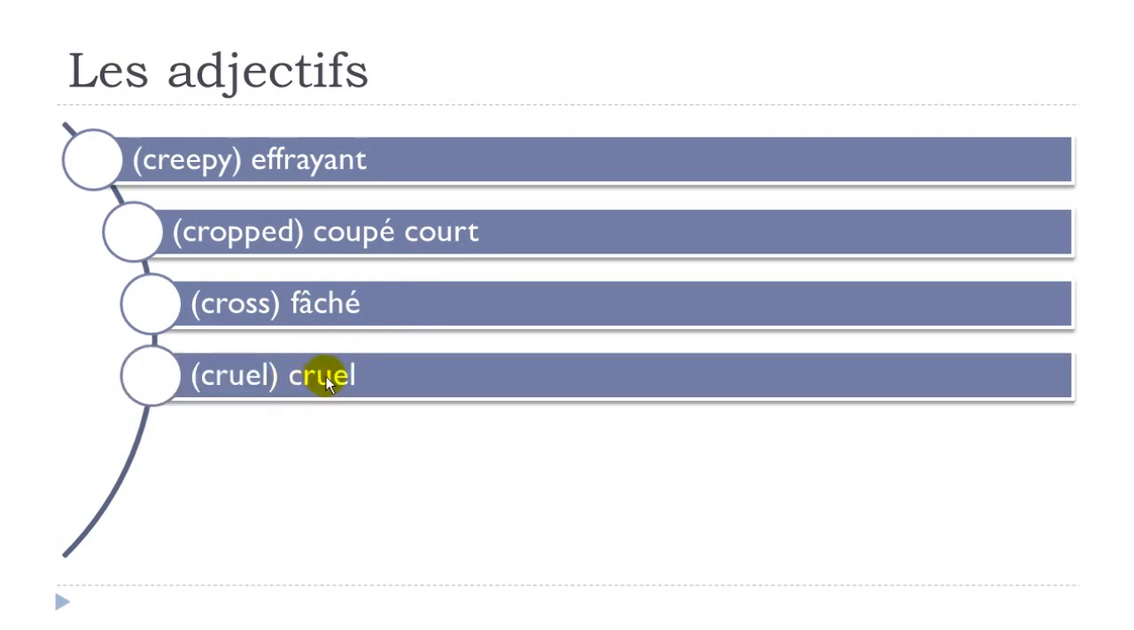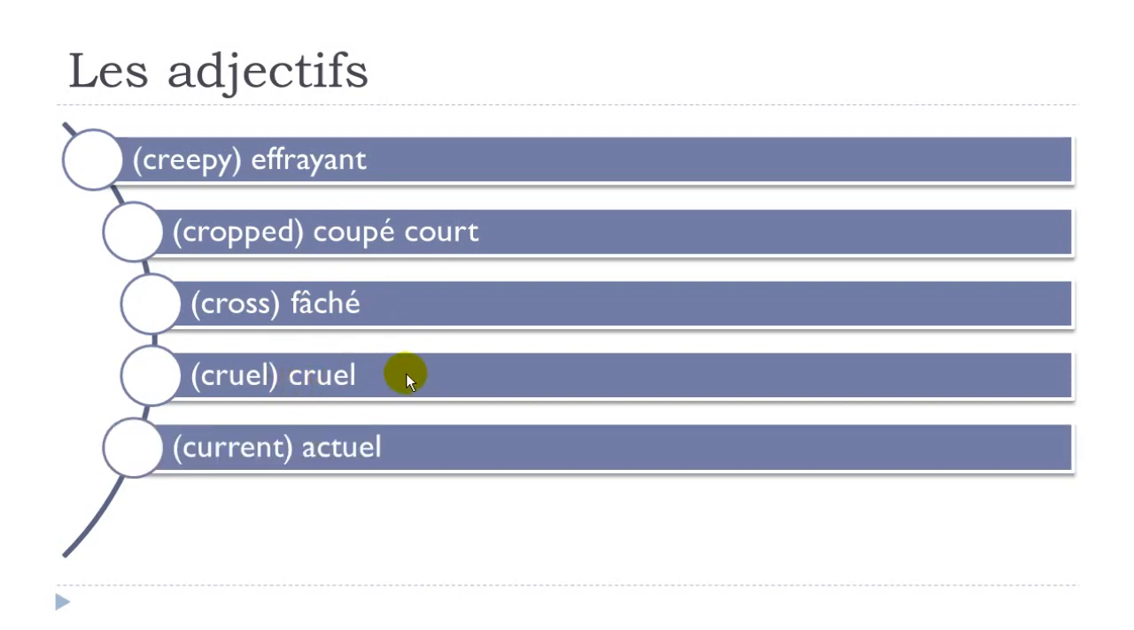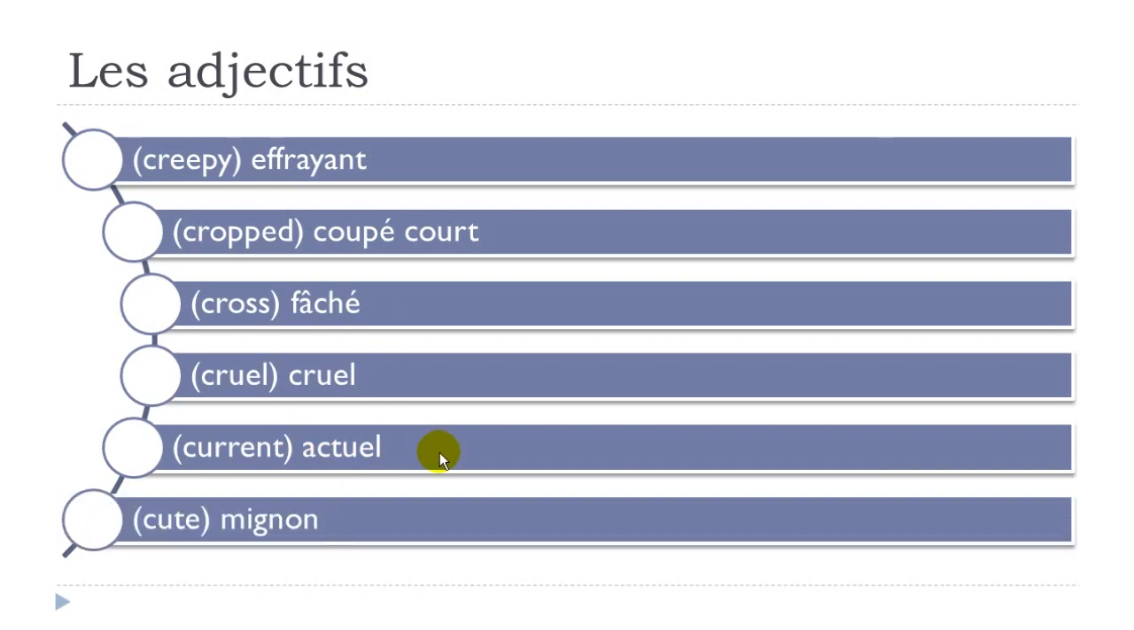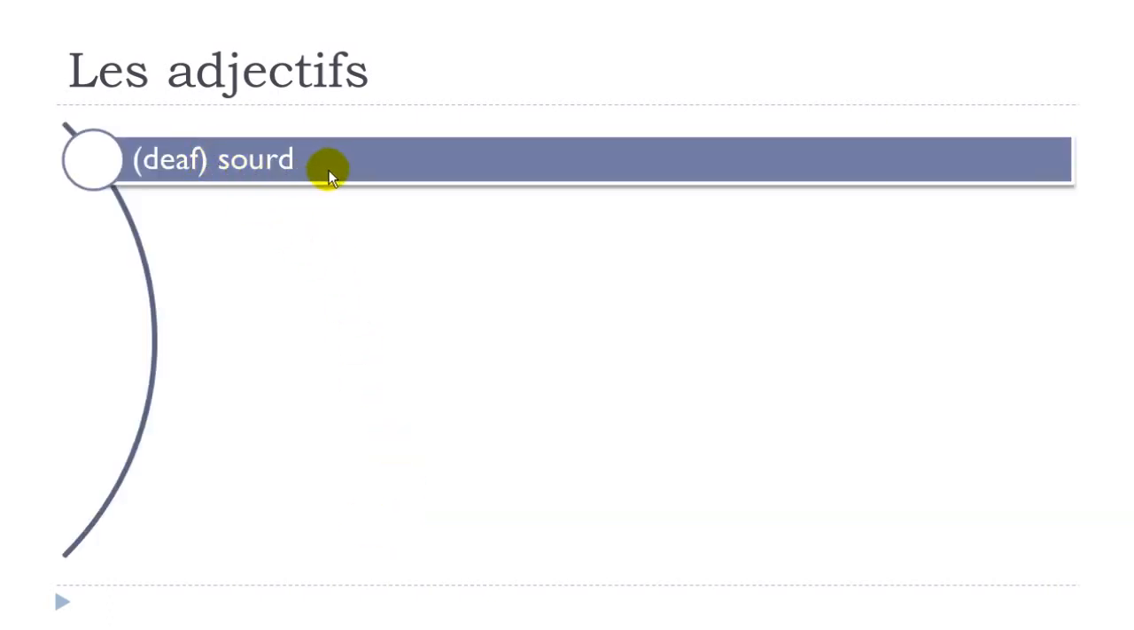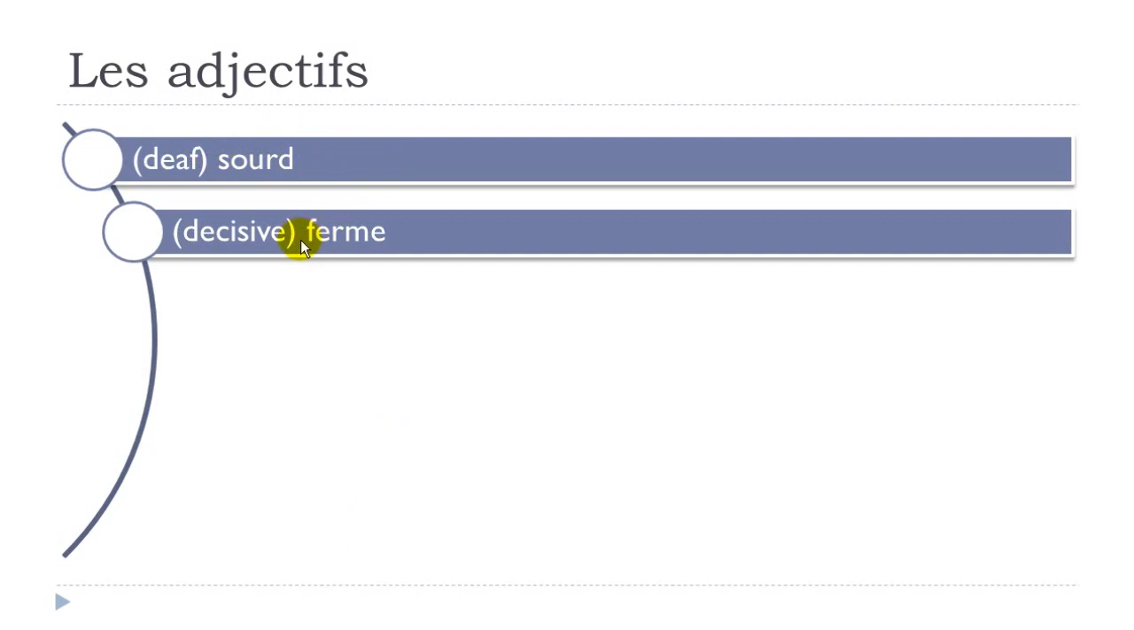Cruel. Okay, U here. Cruel. Actuel. Actuel. Mignon. Okay. Here in that case, G-N-O-N, gnon. Mignon. Sourd. Final D not pronounced. O-U together. Ou sourd. Ferme. Okay, final E not pronounced. Ferme.